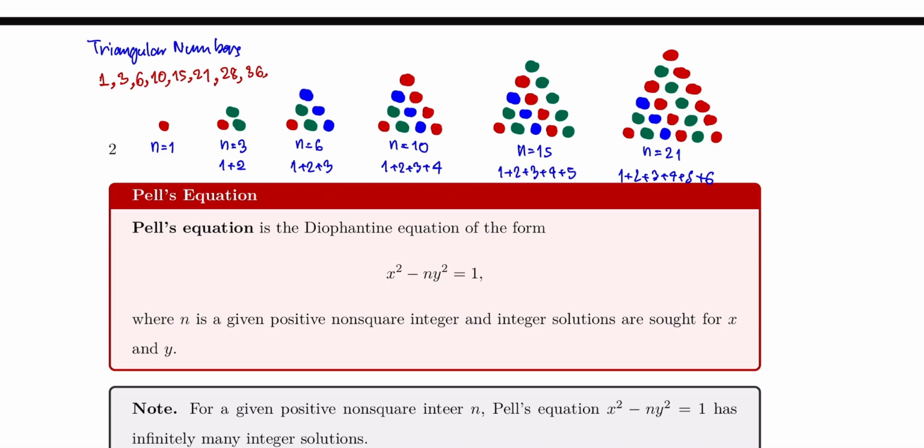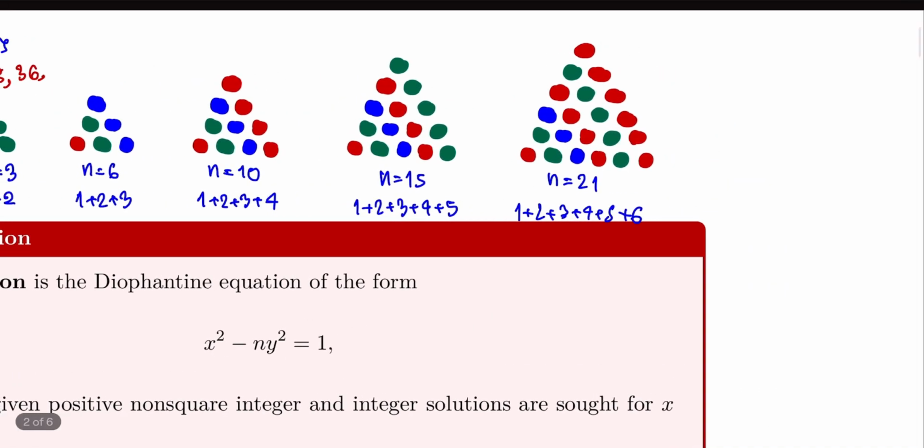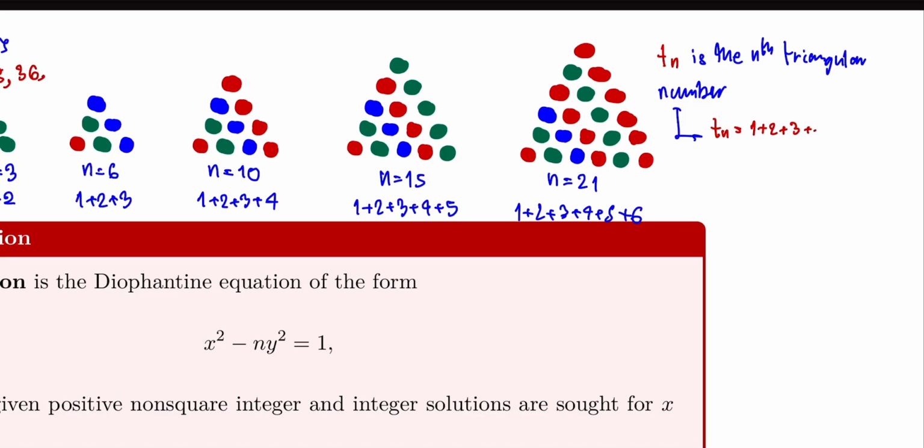And we know that if t_k is the nth triangular number, so we know that t of n turns out to be 1 plus 2 plus 3 all the way to n, alright? Which is n over 2 times n plus 1. So which is the sum of consecutive numbers from 1 to n.